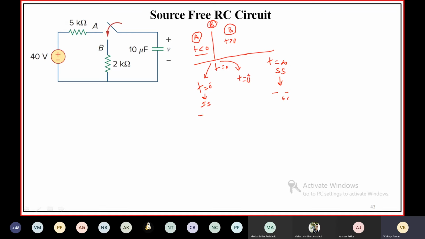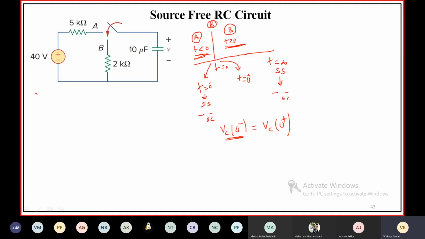Under steady state DC voltage, capacitor acts as open circuit. Okay, so voltage across capacitor cannot change instantaneously. You know the property of the capacitor, that is voltage across capacitor cannot change instantaneously. Means Vc of 0 minus is equal to Vc of 0 plus. So we have to find initial value. Initial value for t greater than 0 is the final value for t less than 0.